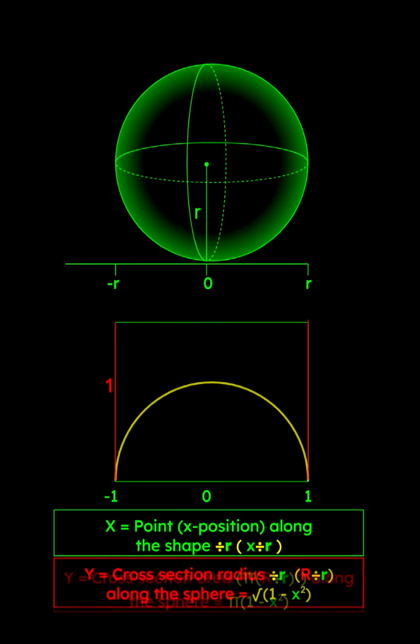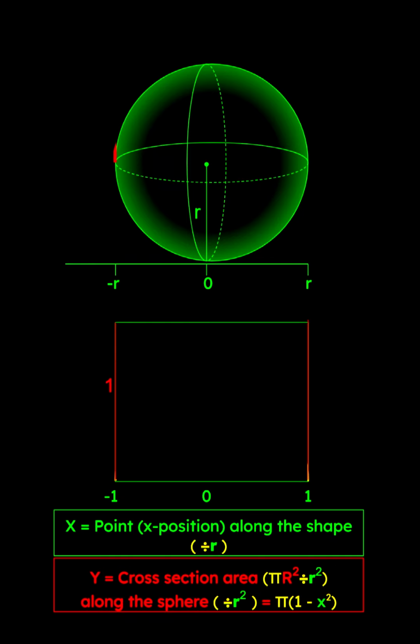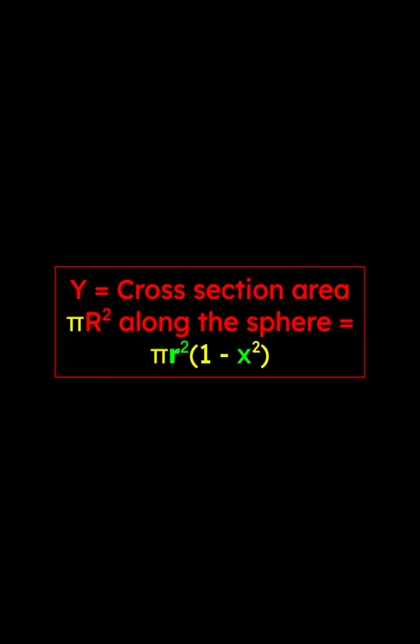And now if we do pi times the y position squared, we'll get this. But as you can see, this is not the cross-sectional area. This is actually it, but divided by r squared. So if pi times 1 minus x squared is the cross-sectional area but divided by r squared, then this must be the actual cross-sectional area, because you then multiply everything back by r squared.